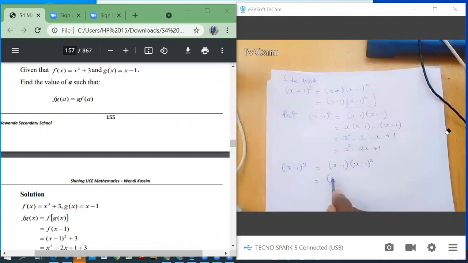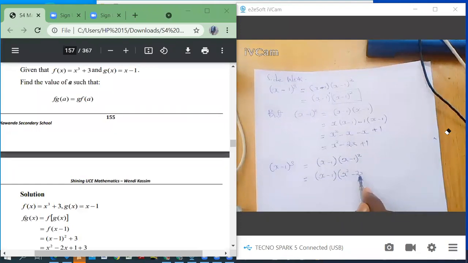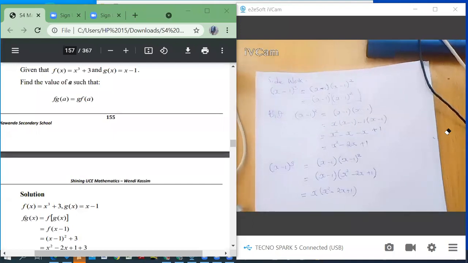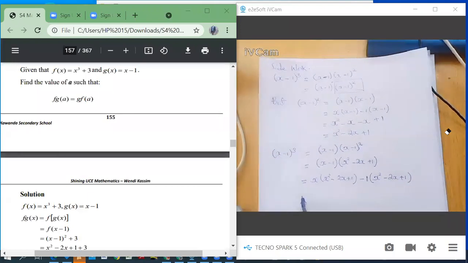So we now remain with x minus 1, okay? Into what is x squared minus 2x plus 1? We got x squared minus 2x plus 1, right? The concepts still remain the same, which means the first term in the bracket will multiply all the terms in the second bracket, which will be x into x squared minus 2x plus 1, minus 1 into x squared minus 2x plus 1. Are you seeing that?